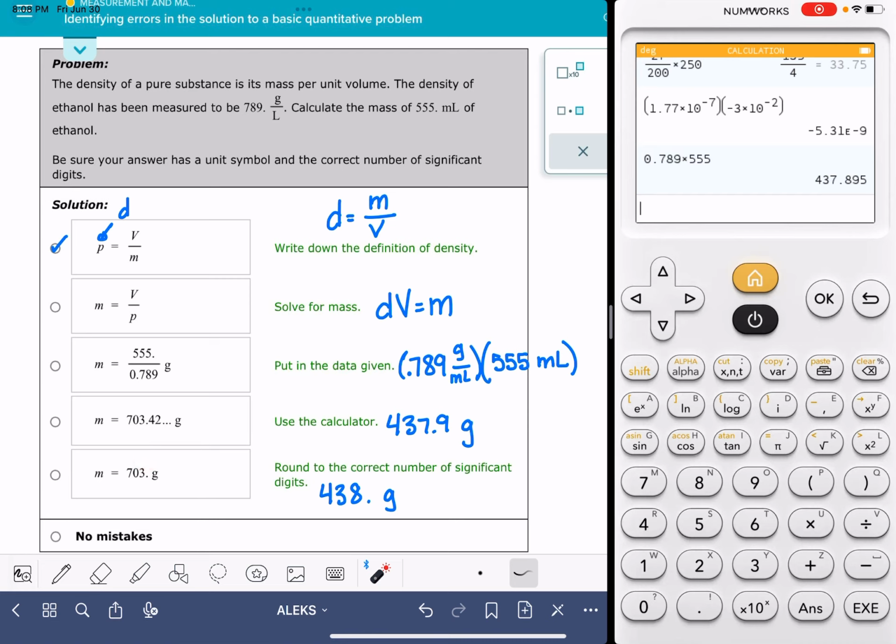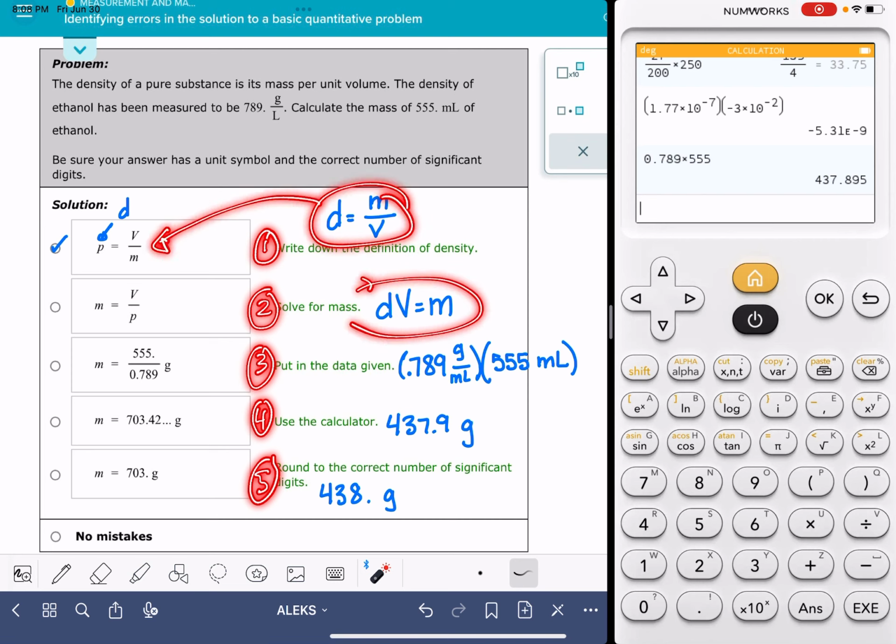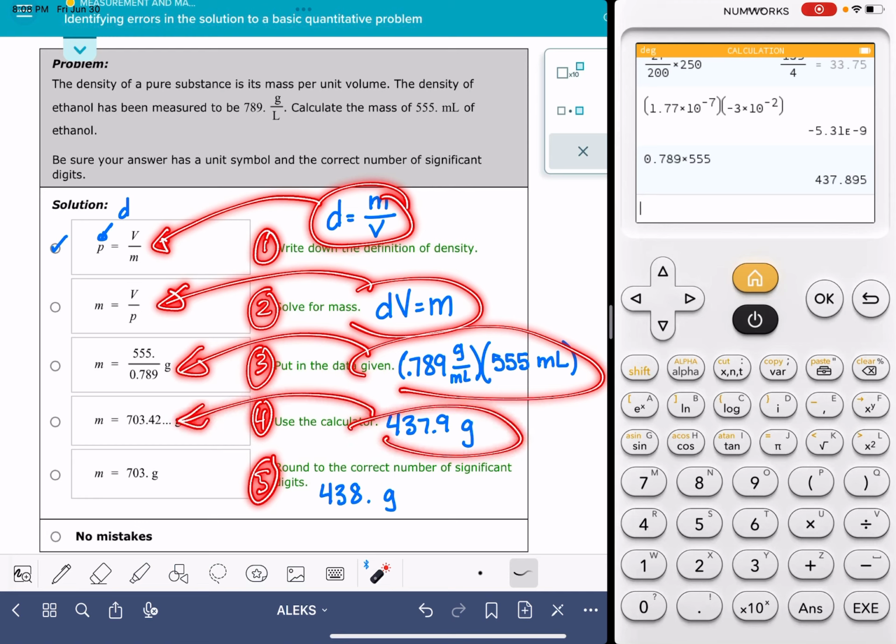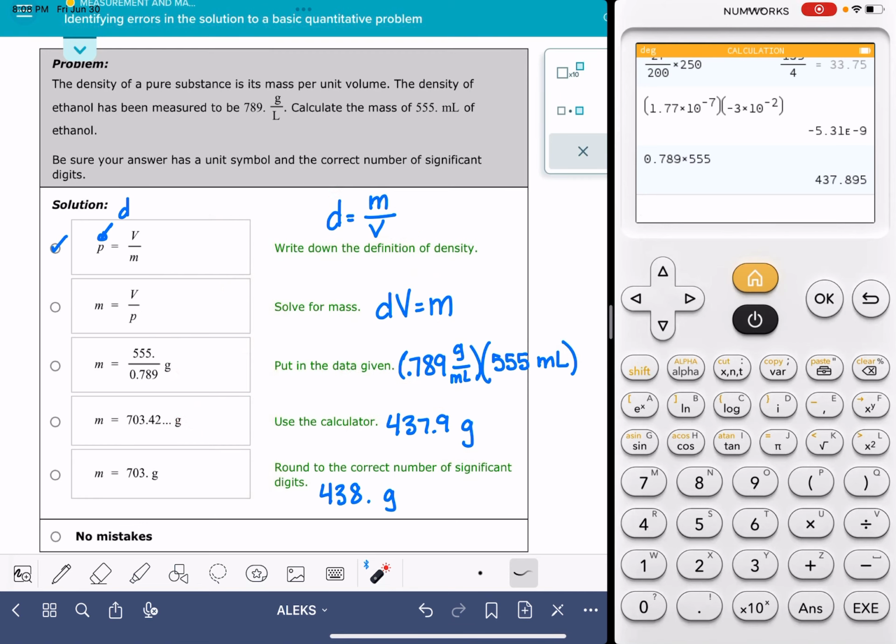So when you're working on this problem, my suggestion is just to perform these operations that ALEKS is suggesting and compare what you're doing to what ALEKS is suggesting the answer is, or the correct step is. As soon as you find a mistake, then say, that's it, that's where it went wrong.